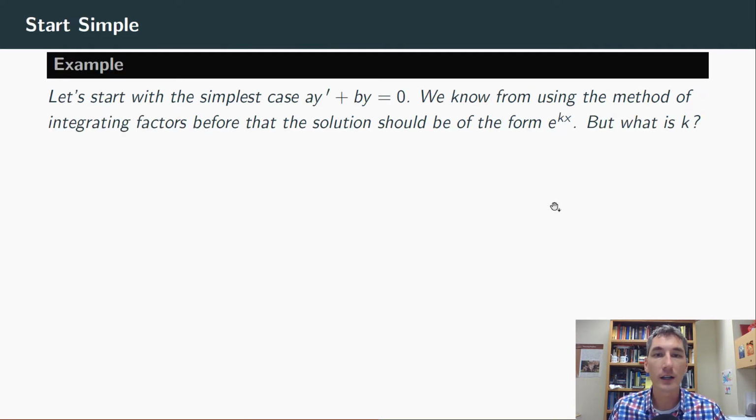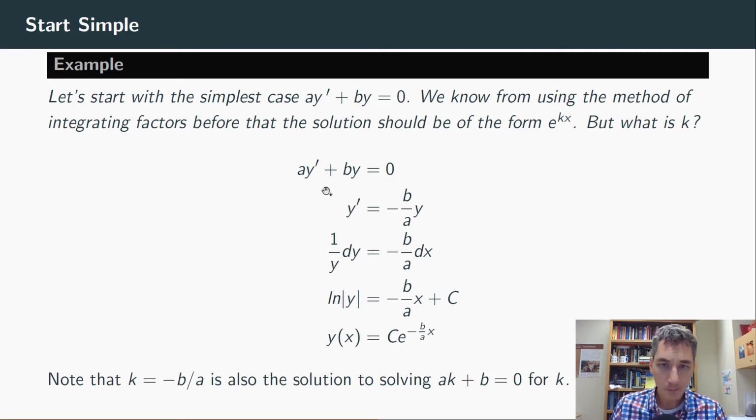And to get us started, let's take the simplest case, first order. So ay prime plus by equals 0. Now, we've solved this problem before using the method of integrating factors, or it's also separable. You can do it either way. And we know that the answer is in e to the kx. And the question is, what is the k? Well, let's say we do it as a separable differential equation. We end up with e to the negative b over a x, by separating, integrating, exponentiating, and such. And so k is negative b over a.